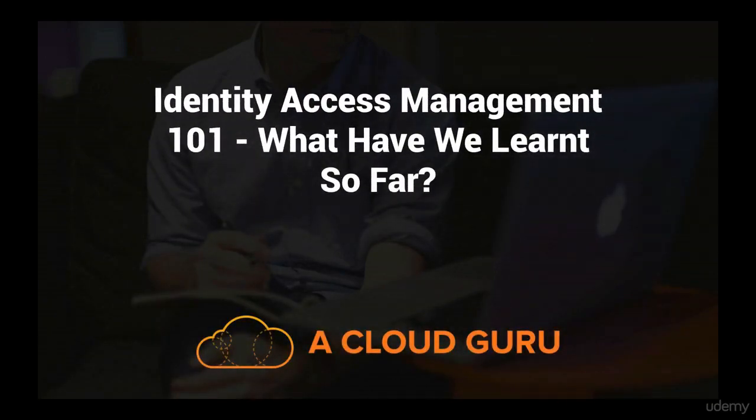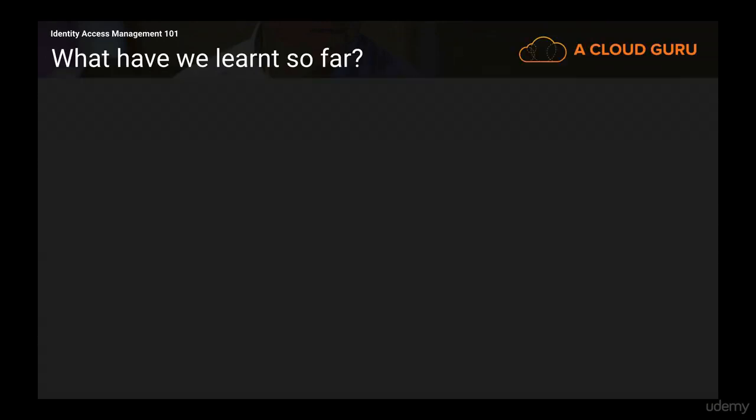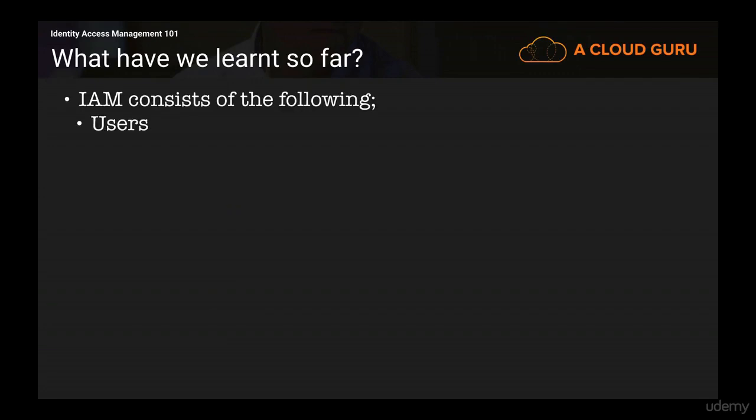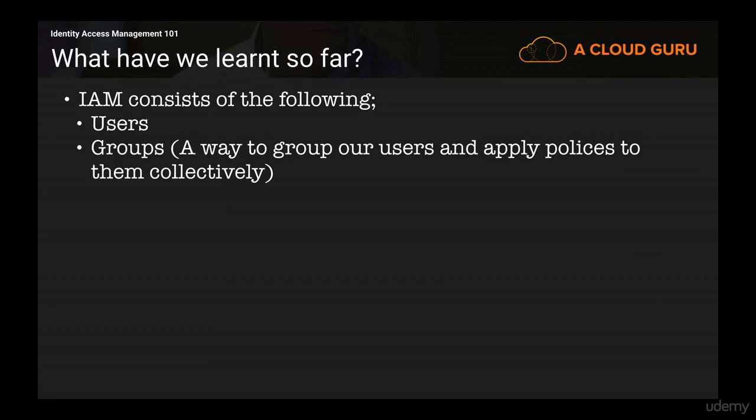So what have we learnt so far for identity access management? We've learnt that IAM consists of users, groups, which are a way to group our users together and apply policies to them collectively, roles, and policies, which are made up of policy documents. Essentially we can take our policy documents and apply them to users, groups, and roles individually. Our policy documents remain universal.